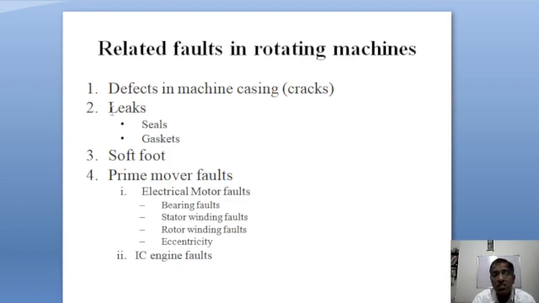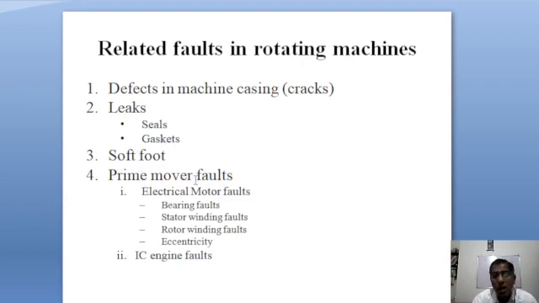there may be leaks in the seals or gaskets. Soft foot, as I said, the foundation bolts may be loosened. If proper shims are not provided at the foundations, then there may be play in the foundation and foundation bolts, and because of that the foundation may vibrate.